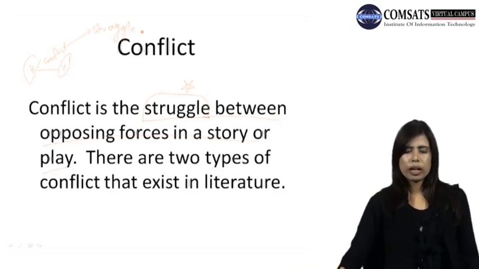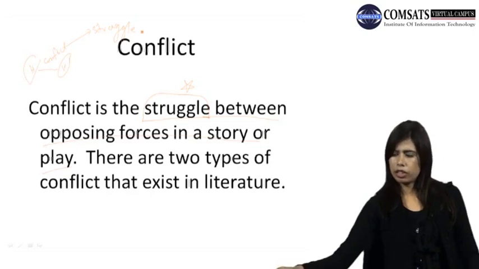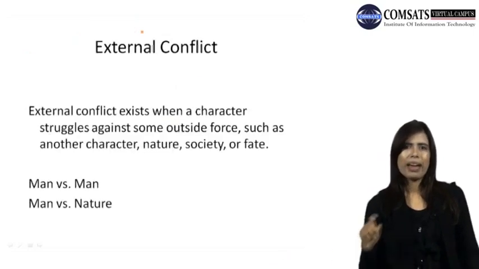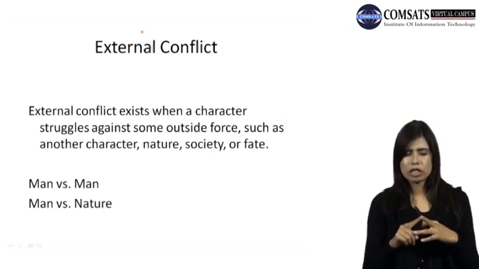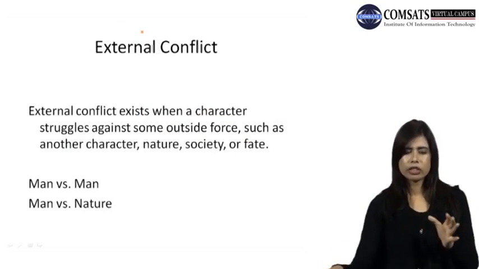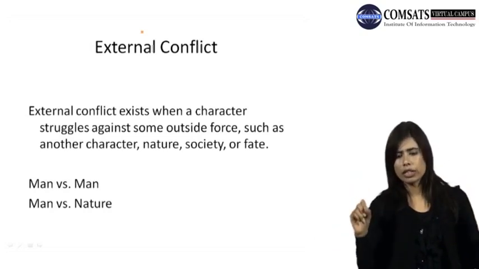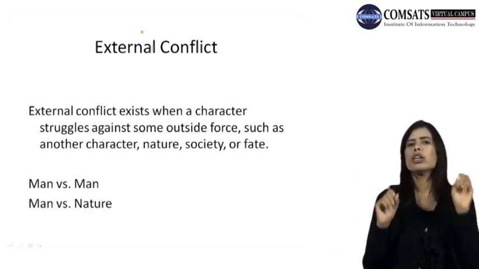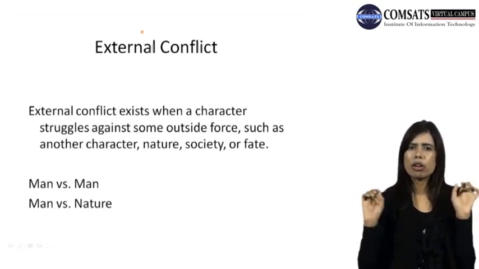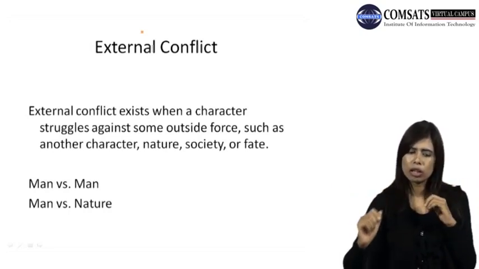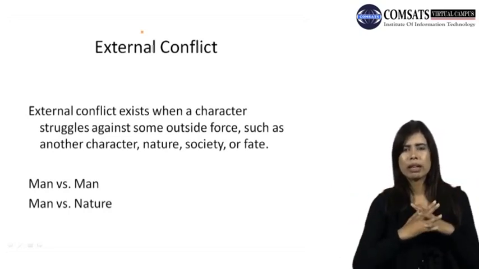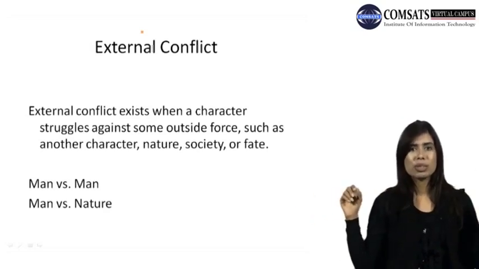Okay, so there are two types of conflict that exist in literature. Number one is external conflict. External conflict exists when a character struggles against some outside force such as another character, nature, society, or fate. So what is that? This is external conflict. Fine. This is external struggle, man versus man, like other men in the society, man versus nature.